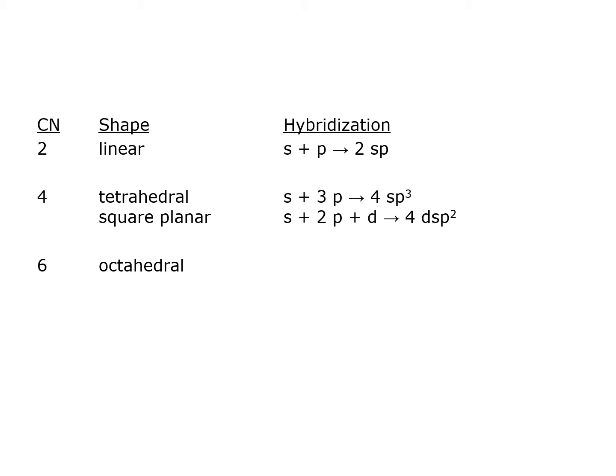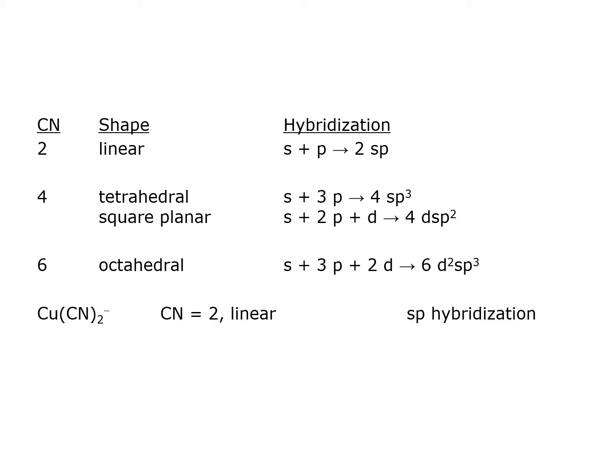If the coordination number is 6, we would predict an octahedral shape, a shape which can be explained if we imagine the hybridization of an s orbital with 3 p orbitals and 2 d orbitals to produce a total of 6 d2sp3 hybrid orbitals. Let's work through some examples together. First, you might consider naming these as we go along, just to test yourself. Here we have dicyanocuprate(I). The cyano ligand is monodentate, and there are two. Therefore, we have a coordination number of two and predict the shape to be linear. A hybridization that explains this shape is sp hybridization.